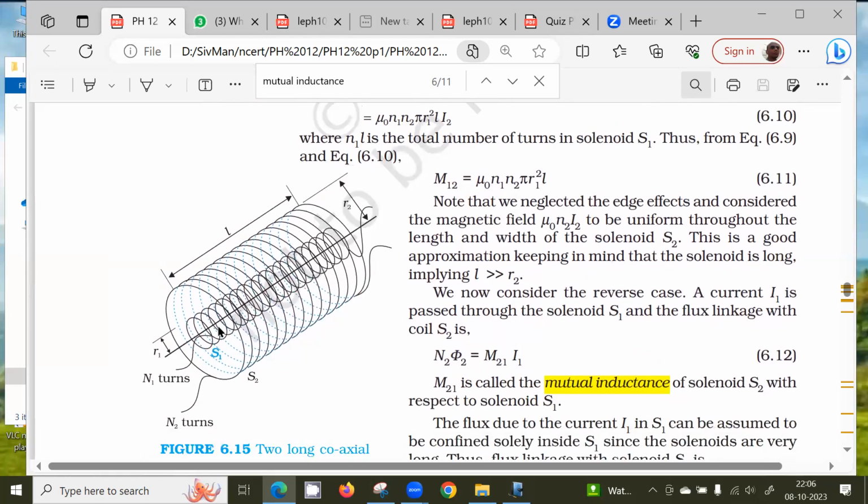That depends on how the coils are placed. If they place the coil properly, when you pass the current I1 in the first one, the inside one, it will produce a magnetic field. If this coil S2 is placed properly, then all the field lines coming out of S1 will link with S2. In that case, the mutual inductance will be high. But suppose I take this coil and keep it somewhere on the right side. Then only a part of the flux coming out of S1 will link S2, right? Yes or no? Yes, sir. In that case, mutual inductance will be less.